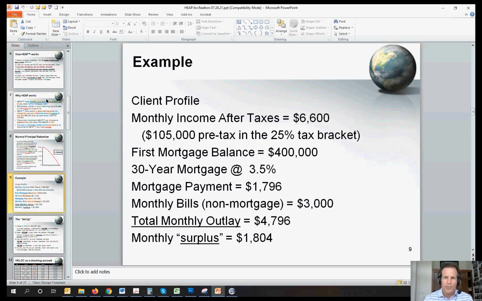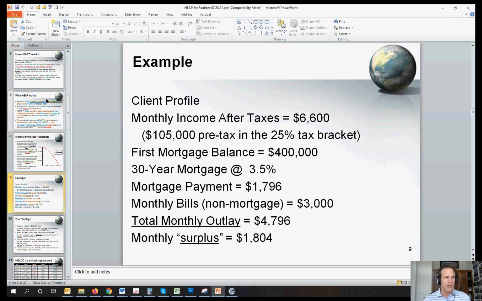What's my outlay? It's $4,796. What does that mean? It means I have a surplus of $1,804, right? So once I have my surplus, what does that mean? Well, normally I let it sit in my checking account, and if I let $1,804 grow in my checking account 2 or 3 months in a row, what am I usually going to figure out a way to do with that money? I'm usually going to figure out a way to spend it.